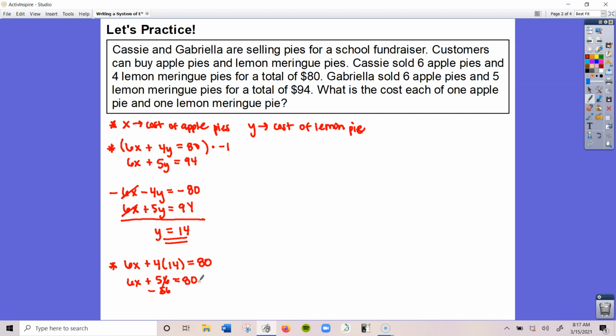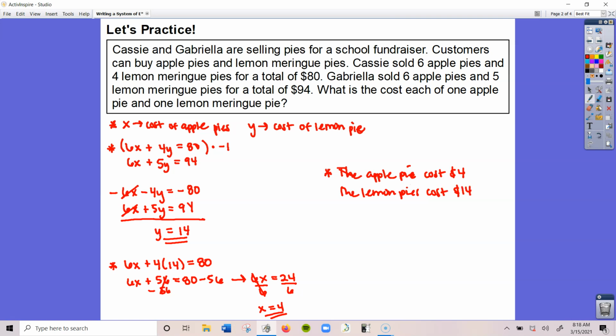Subtract the 56 from both sides. We get that 6x is equal to 24. Divide by 6, and we get that x is equal to 4. So now to answer the question, what is the cost of 1 apple pie and 1 lemon meringue pie? The apple pie costs $4. And the lemon pie costs $14.